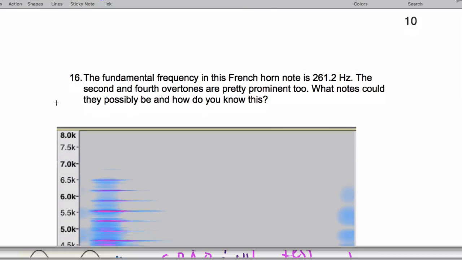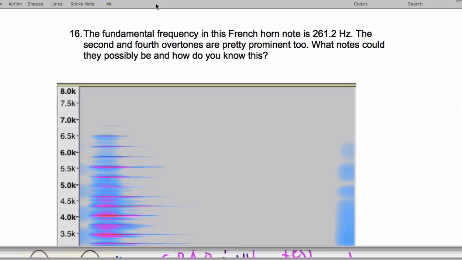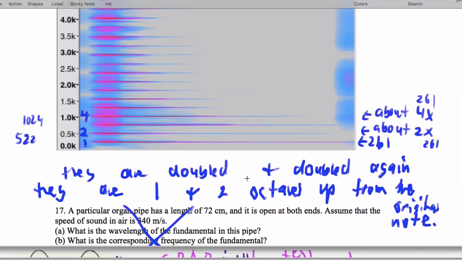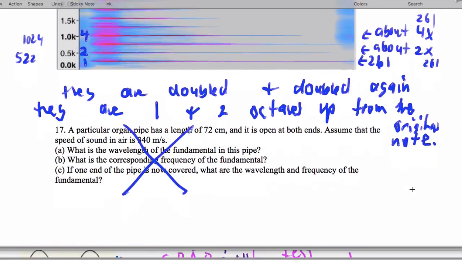Close enough. The idea here is that if we're at 261.2 hertz and these double the previous one, what we're really saying is that each of these notes is doubled and doubled again. That means they're 1 octave and 2 octaves up from the original note.